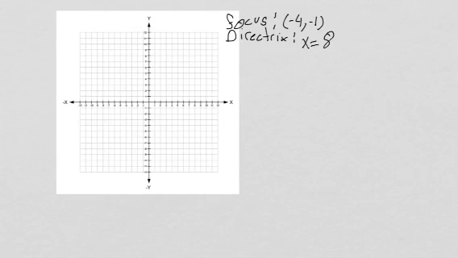So for our free response question, we are going to want to sketch the graph and find the equation of a parabola whose focus is at -4, -1, and the directrix is the line x equals -8. We also have to find its vertex. So I'm going to start out by sketching what we know.